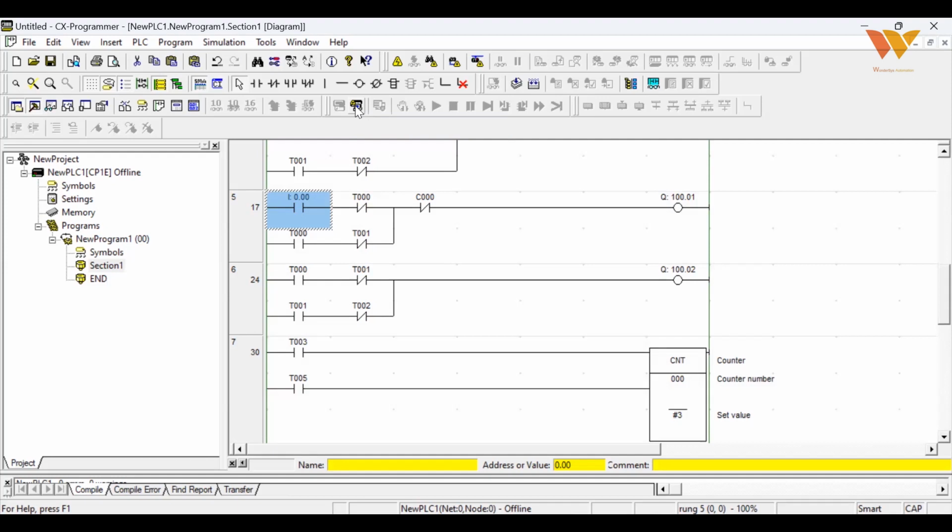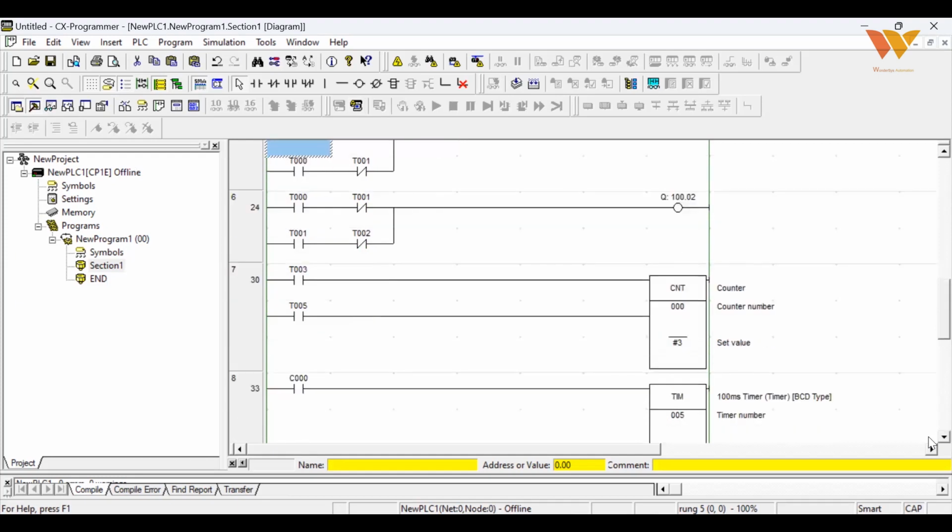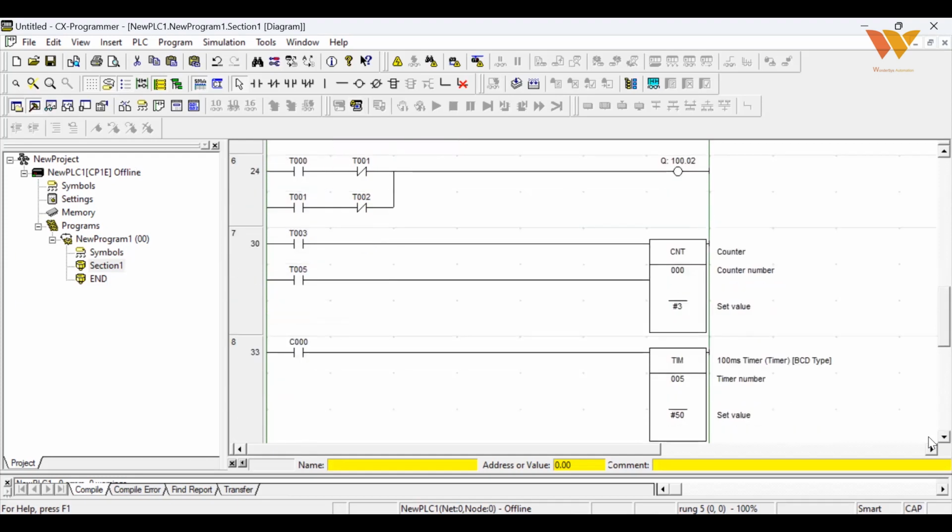Any confusion still? Madam, for this problem, why is the timer required, madam? Timer 5. For timer 5, I gave a condition, right? I want to stop the process. See, it is repeating for 3 times. It has to take a break of 5 seconds. Then again, it should continue. For that reason, I have given a timer 5.